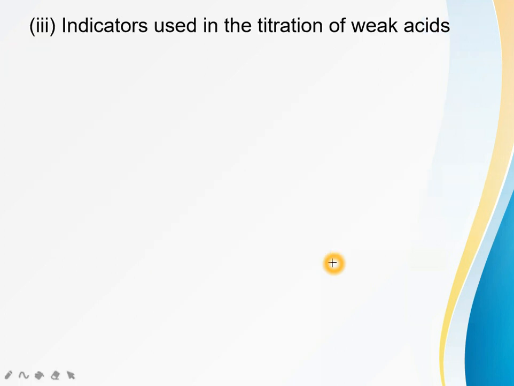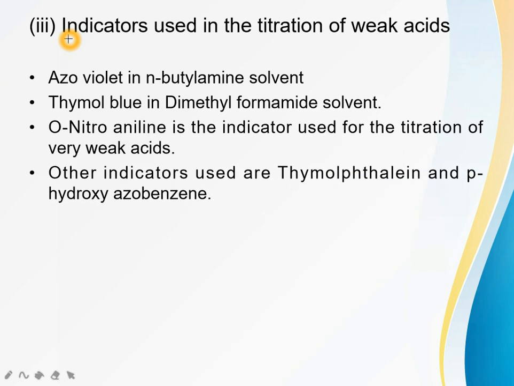So the titrant is ready. Now you have to determine the endpoint by adding some indicators. Which indicators are used in the titration of weak acid? Examples are azo violet in N-butylamine solvent, thymol blue in dimethyl formamide solvent. Ortho-nitroaniline is the indicator used for the titration of very weak acid, and other indicators used are thymolphthalein and para-hydroxyazobenzene.